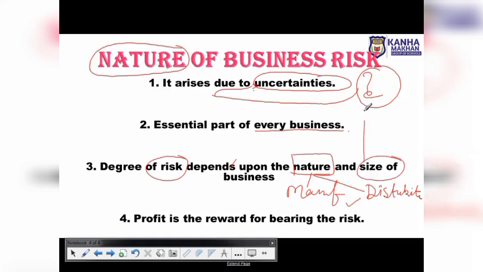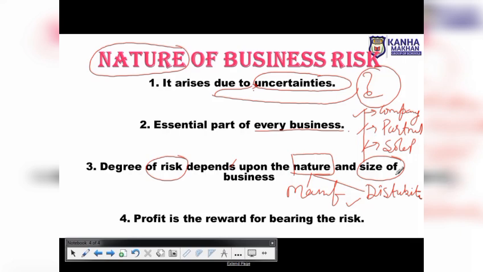Size means whether you are at company level, partnership level, or sole proprietorship level. So the level of risk depends upon the size of a business. If the size of the business is large, obviously the risk factor will be large. If the size of a business is small, obviously you will face a small kind of risk.